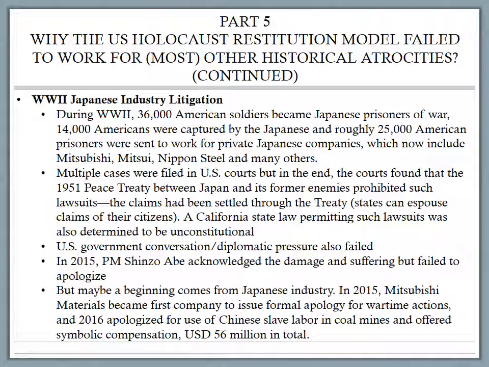Basler describes that there is perhaps a door opening with respect to apologies from Japanese industry, and he provides the example that in 2015, Mitsubishi Materials became the first company to issue a formal apology for its wartime actions, and in 2016 apologized for the use of Chinese slave labor in coal mines, and for that offered symbolic compensation. I believe it was 56 million in total. So the suits failed, diplomatic pressure failed, but there may be the start of some acknowledgement on the part of Japanese industry beginning.